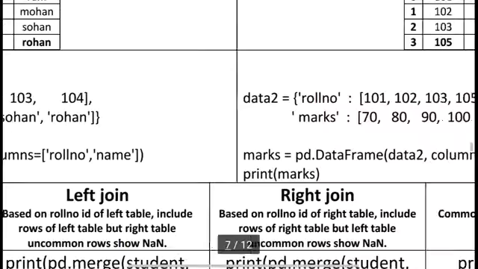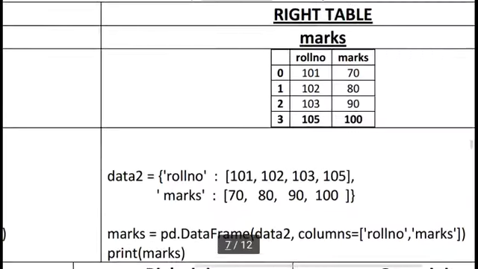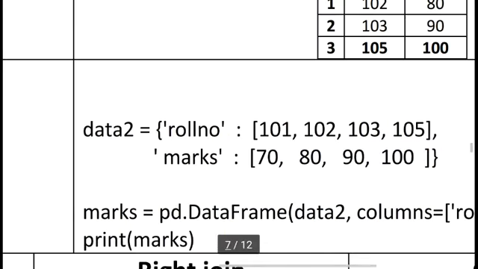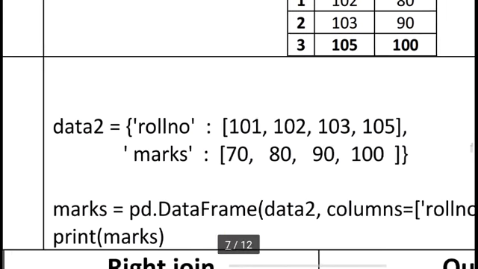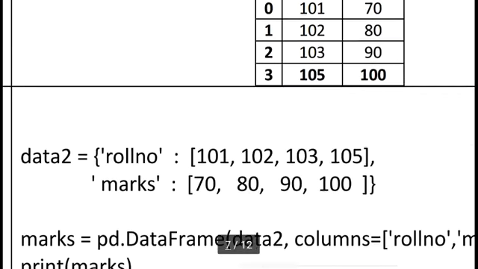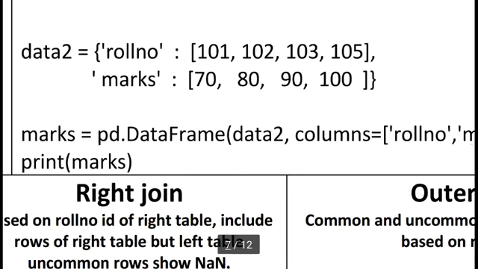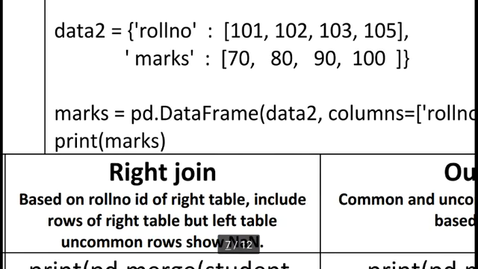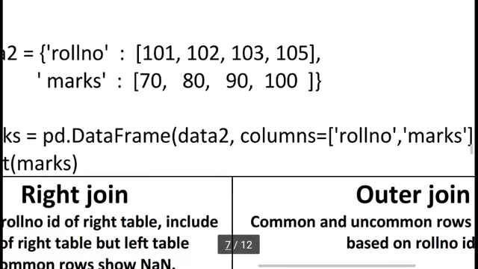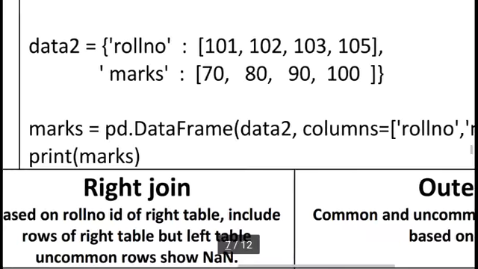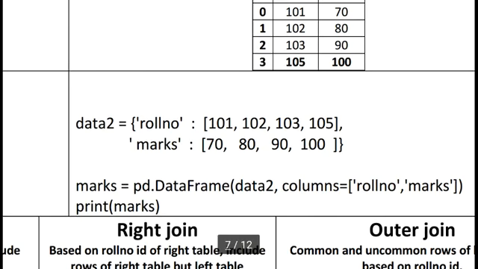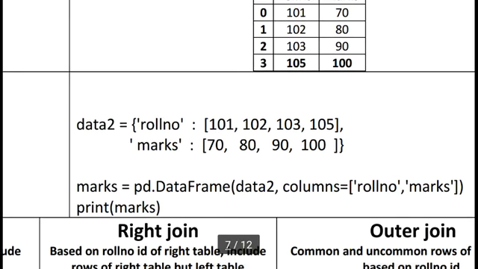In the same way I am storing this marks table. Here I am using the data2 dictionary variable. Here I am using roll numbers 101, 102, 103, 105 and the marks column. Marks is our key: 70, 80, 90 and 100. And marks is our data frame, pd.DataFrame(data2). The column names in this table are roll number and marks. So I have already stored this data in the marks data frame.